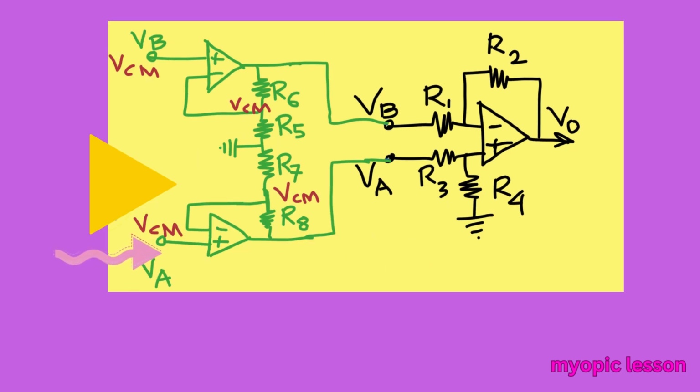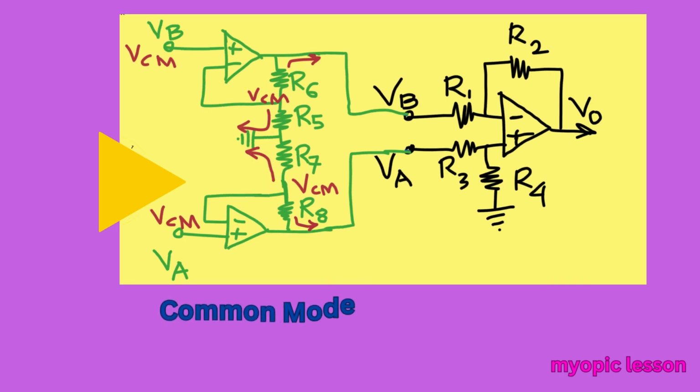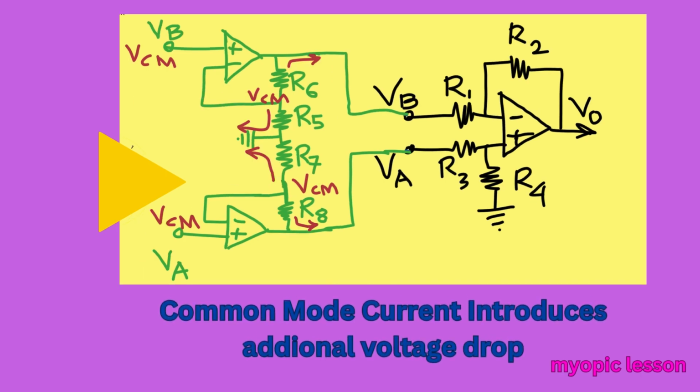Now, if a common mode signal appears at A, it is also available at the intersecting node of R7 and R8. Similarly, its presence at B ensures that it is also available between R5 and R6. The VCM therefore drives current through R5 and R7 towards ground. As a result, additional voltage drop takes place across the resistors R5, R6, R7, R8 due to common mode current. Thus, the common mode signal creeps into the circuit towards the final output.